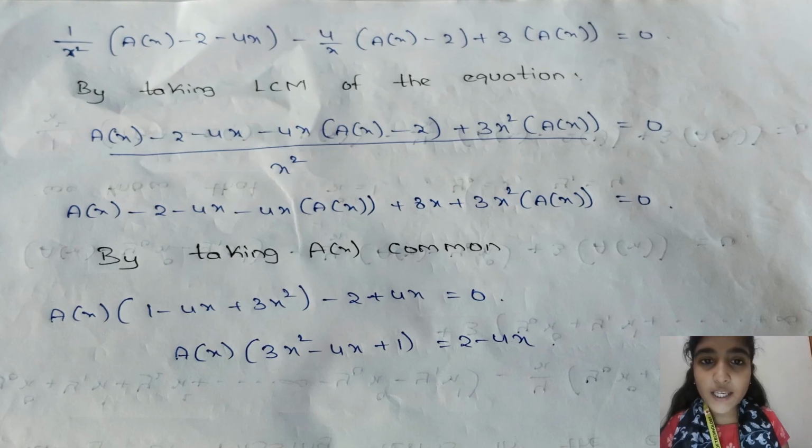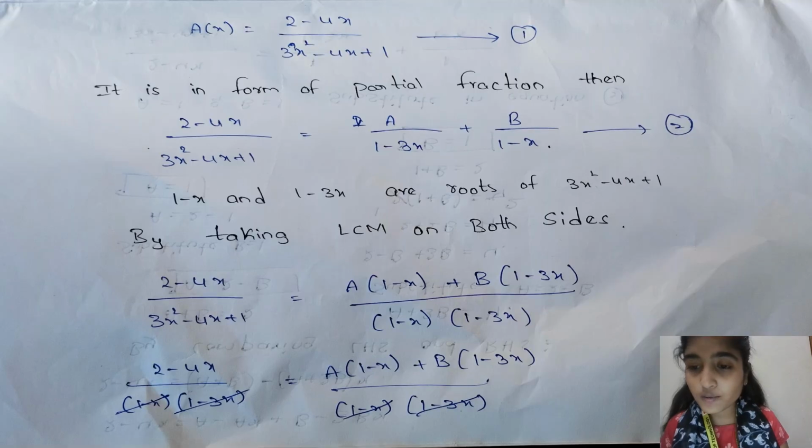Next, by taking the LCM of the equation, we get (A(x) minus 2 minus 4x minus 4x A(x) plus 8x plus 3x squared A(x)) equals 0, whole divided by x squared. So we get an equation in A(x). By taking A(x) common, we get A(x) into (1 minus 4x plus 3x squared) minus 2 plus 4x equals 0. A(x) (3x squared minus 4x plus 1) equals 2 minus 4x.